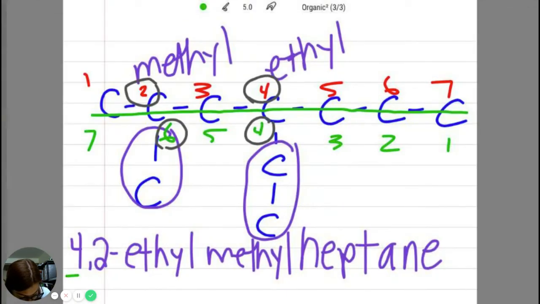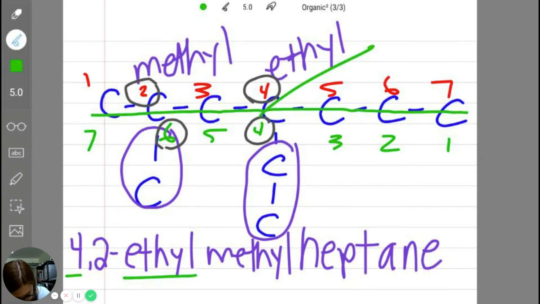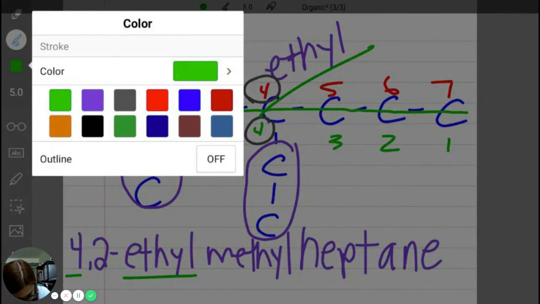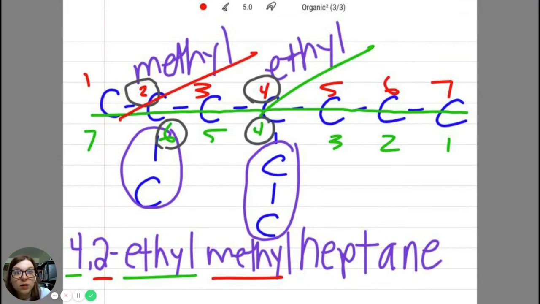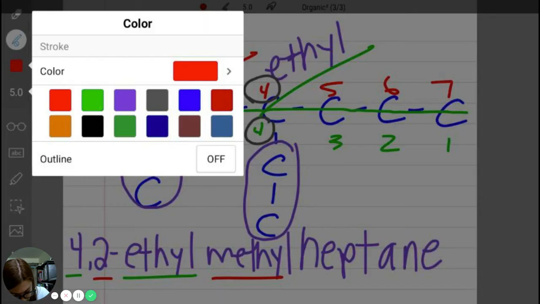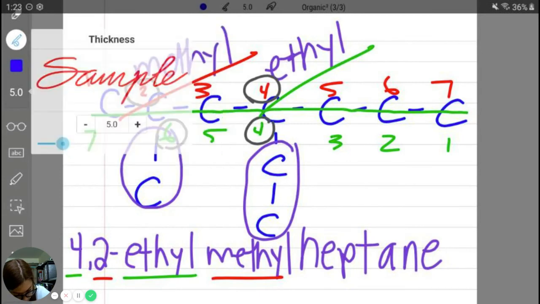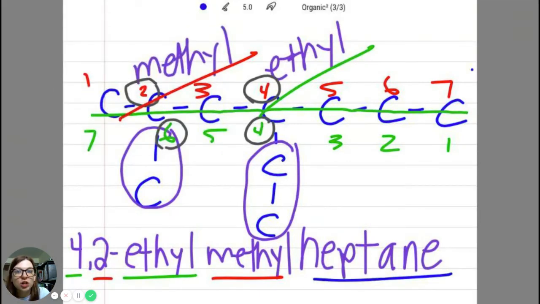So my first number goes with my first dangle, which tells me that the ethyl is on the 4th carbon. Then my second number goes with my second dangle, telling me that the methyl is on carbon 2. And the ending is the base or the main chain. So I have heptane here, and heptane tells me about the main chain.